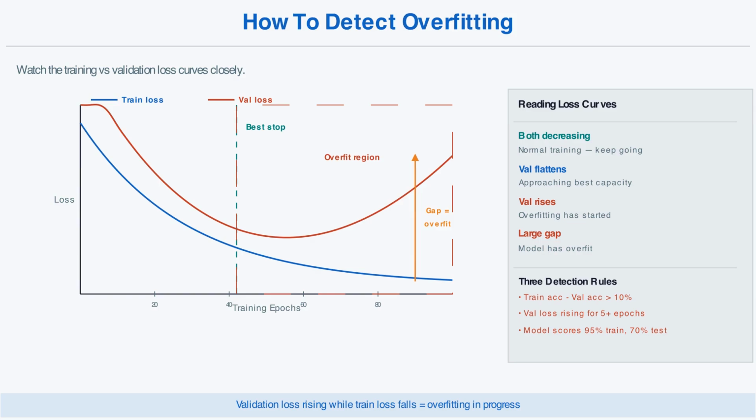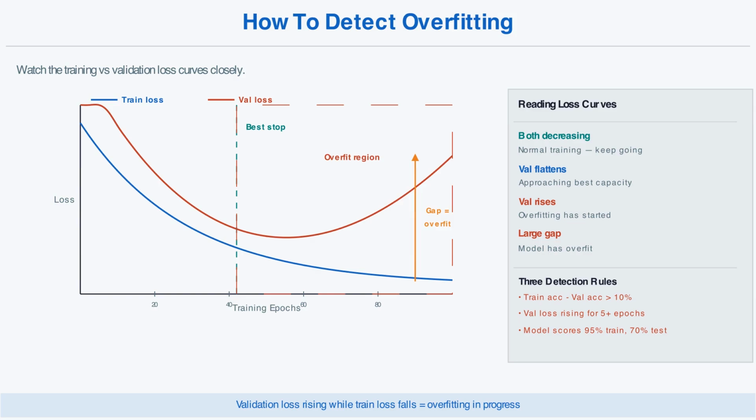But if you keep training, watch what happens. The training loss keeps falling, the model is still improving on training data. But the validation loss starts to rise. The model is now fitting noise that is specific to the training set. Every additional epoch is making real-world performance worse. The gap between the two curves at the end of training is your overfitting signal. A small gap, say 2%, is healthy. A large gap, 30-40%, means your model has memorized training data instead of learning from it.